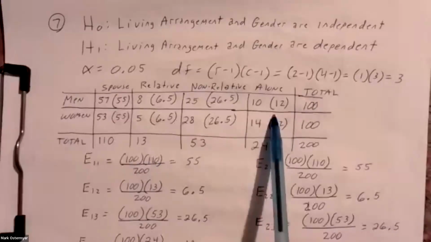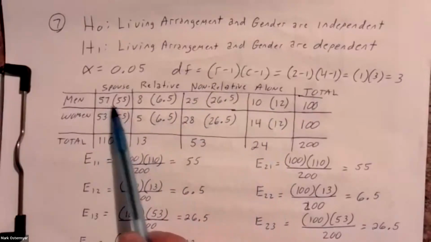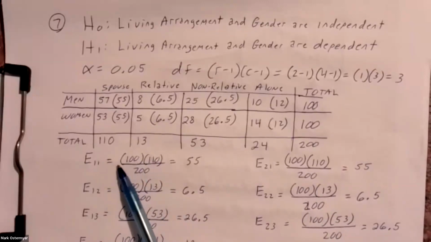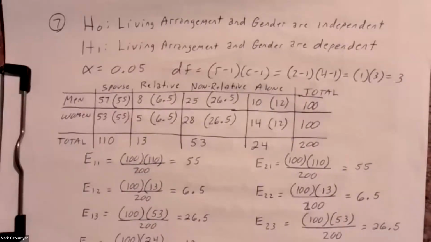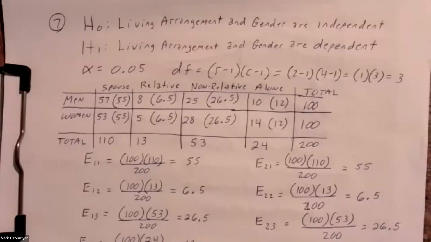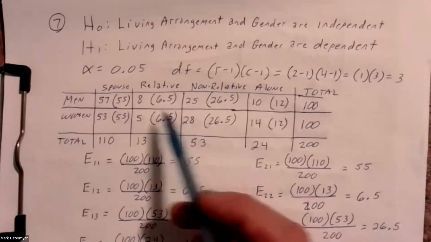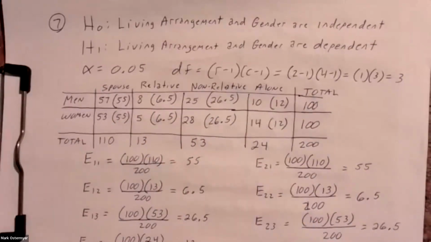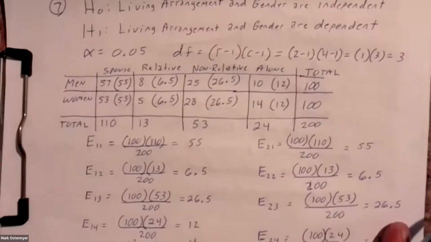This is your 2 by 4 contingency table, the observed frequencies. And then I computed the 8 expected frequencies here. Again, to compute expected frequency, you take the row total times the column total divided by the grand total. Okay. All right. And so I put my expected frequencies inside the parentheses here. And now the test statistic can be computed.